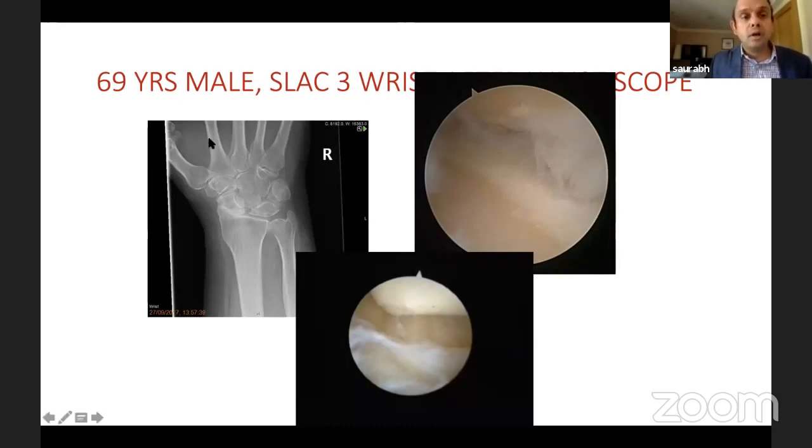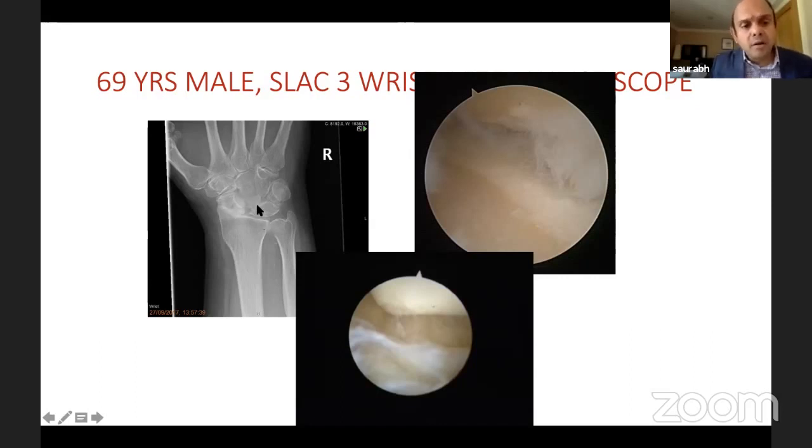So, 69-year-old male, SLAC 3 wrist. You can see here scaphoid lunate ligament disruption, as is often the case, because it's the upper limb, they don't feel the pain or they can cope with pain. They leave it for 5 years, 10 years, and then they get arthritis pain, loss of movements, they can't do their job or their hobbies, and they come and see me. So you can clearly see here SLAC 1, SLAC 2, again, ligament gone, orientation has changed, arthritis starts here, SLAC 1, SLAC 2, then it'll go to scaphocapitate and capitolunate, and finally to radiolunate.